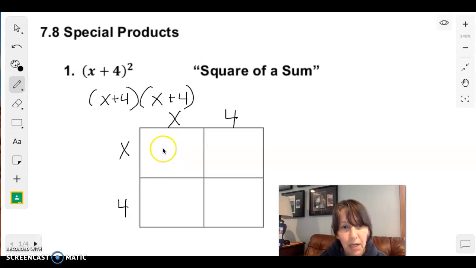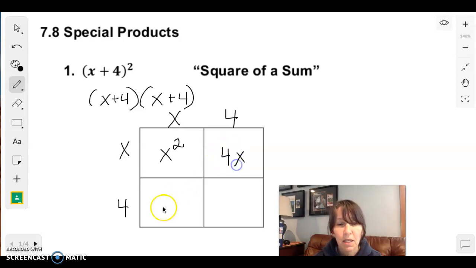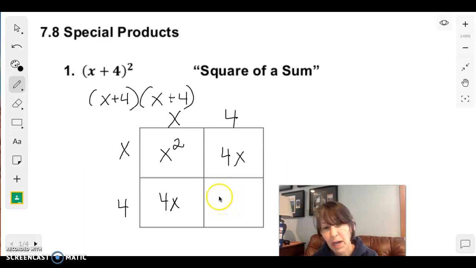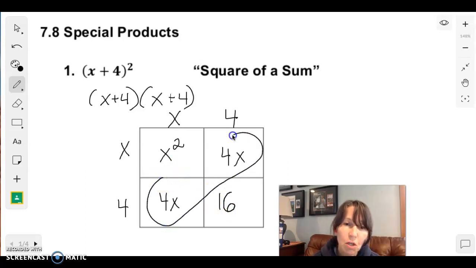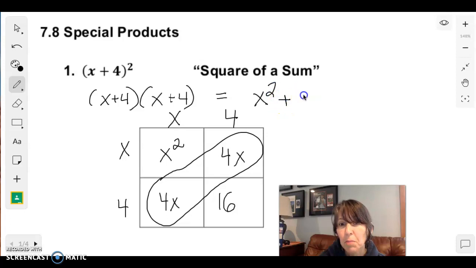So in this box, we have an x by x, which is x squared. Here we have 4 by x. Here we have 4 by x again, and then in our last box we have the 4 by 4, which is 16. So these two can be combined because they're like terms. So we're actually going to get a trinomial product, x squared plus 8x plus 16.